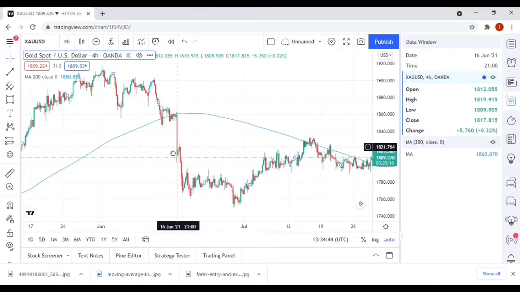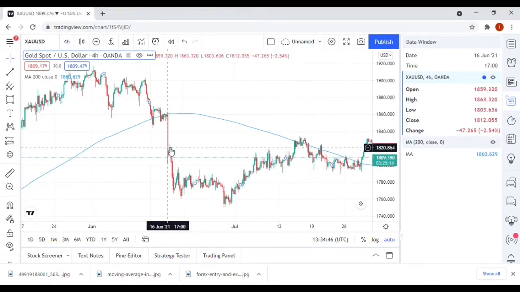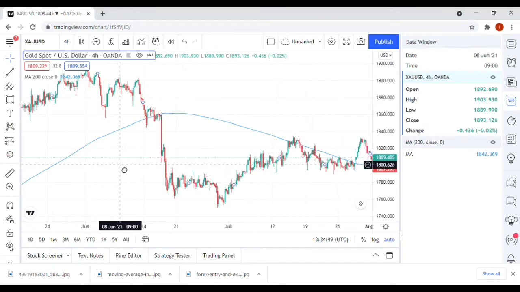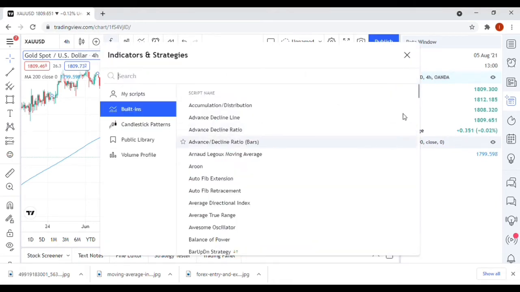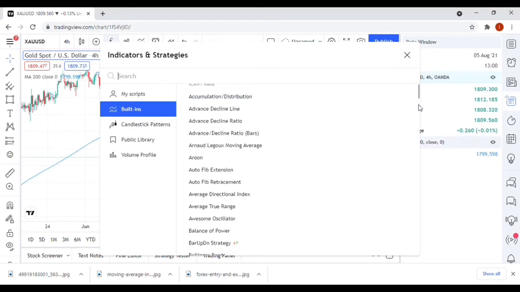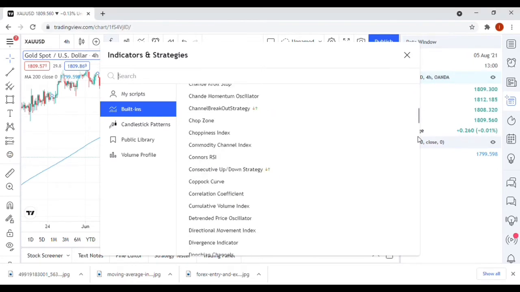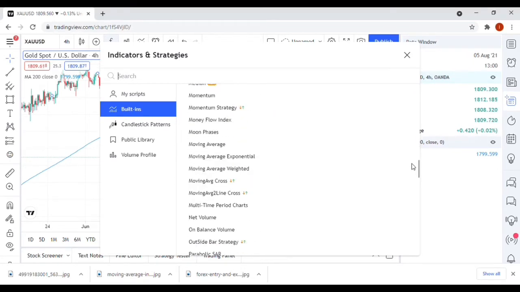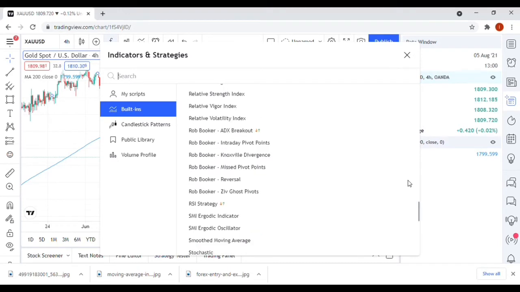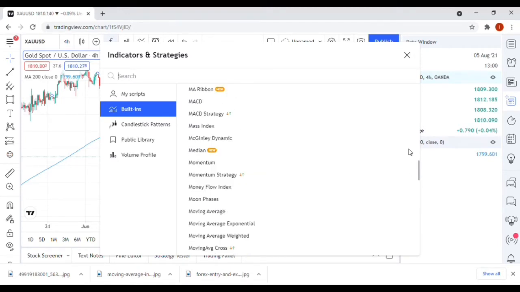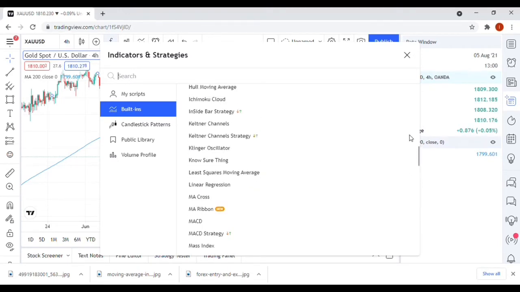So I'll also show you how to set a 50 moving average. Basically you go to your indicators again, that F sign, and you look for your moving average. Where's this moving average now?